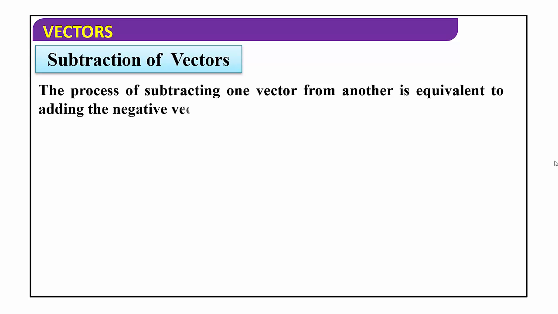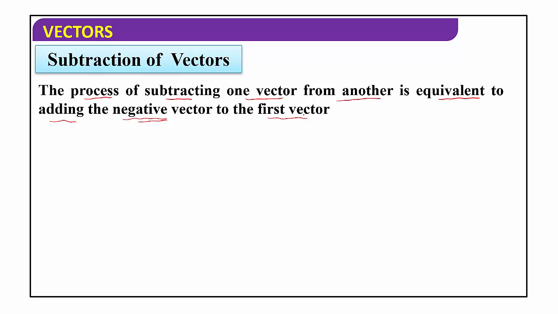Yes, what is the subtraction of vectors? It is the process of subtracting one vector from another vector, which is equivalent to adding the negative vector to the first vector. What is the subtraction of vector? The process of subtracting one vector from another, and this is equal to adding negative vector to the first vector.